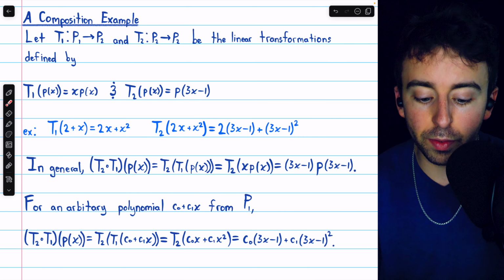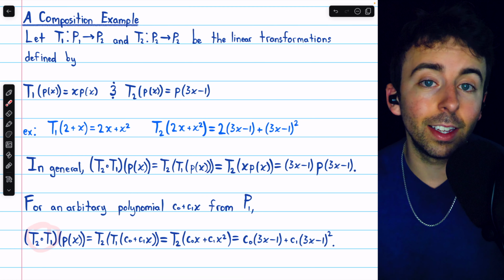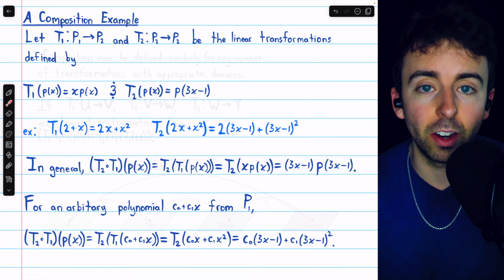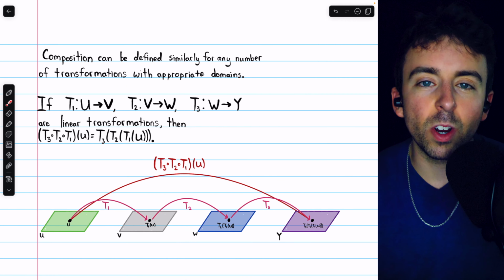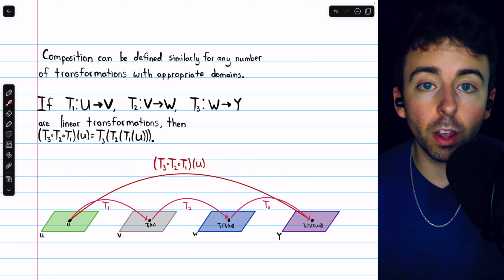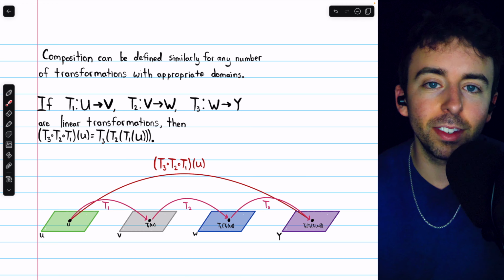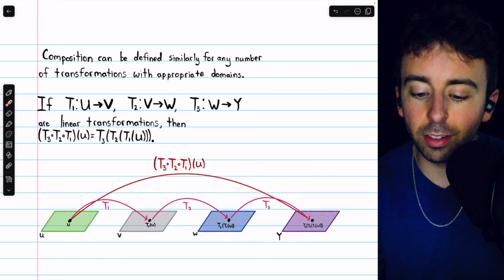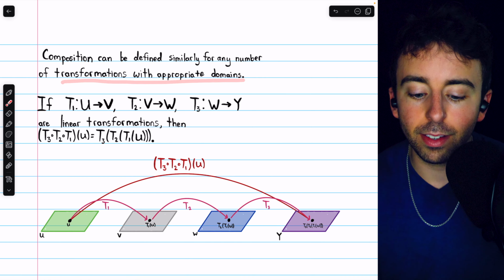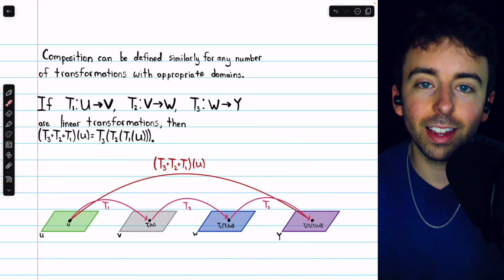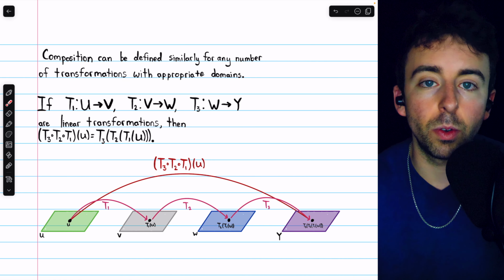And of course, from our previous proof, we know that this composition is itself a linear transformation. And as we said for matrix transformations so long ago, the composition of linear transformations can be defined for any number of linear transformations. As long as they have the appropriate domains so that their compositions actually make sense, it will be defined in the way you would expect.